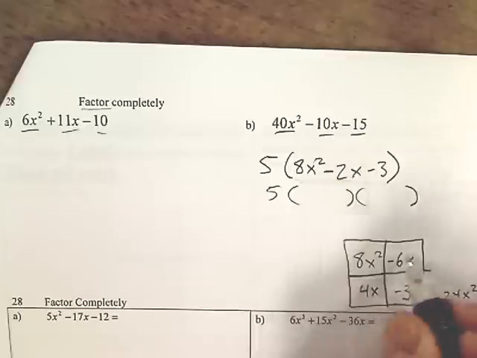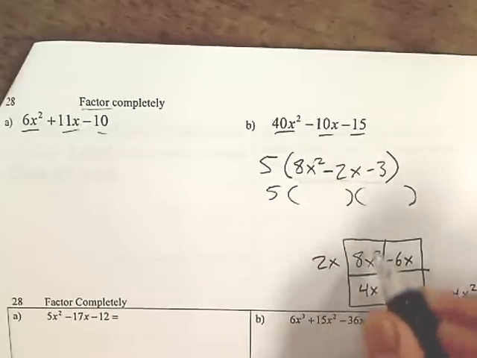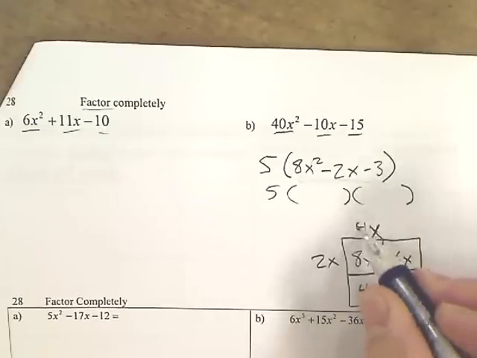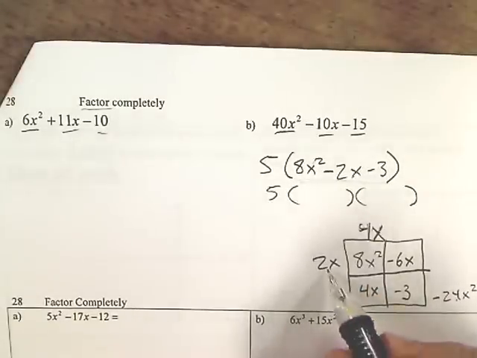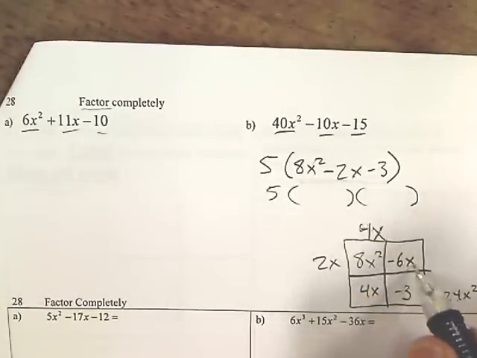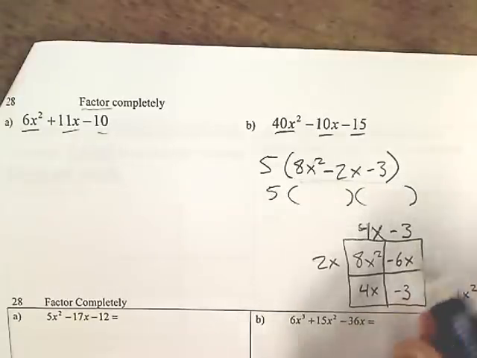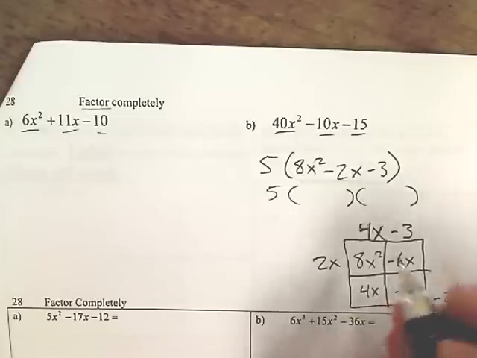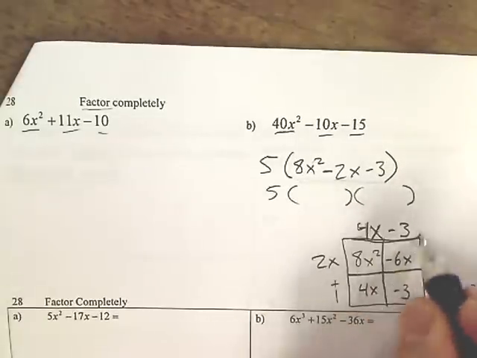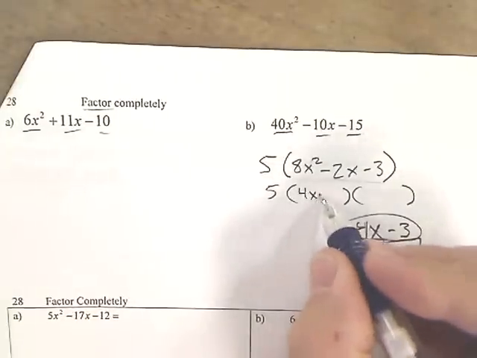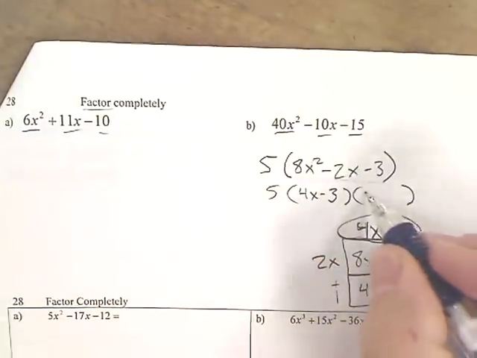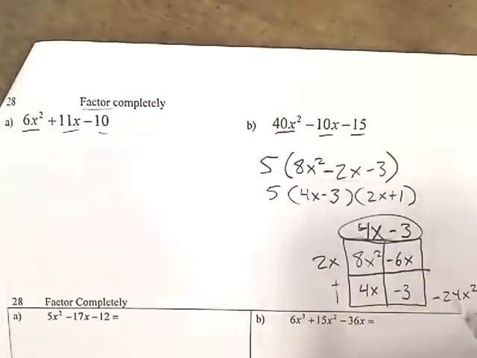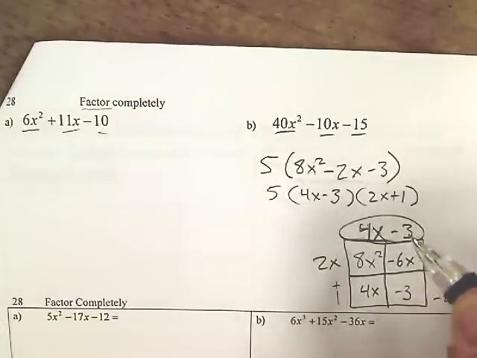Pull out a common factor. 2x. Common factor 4x. And then 2x times something is negative 6x. That's negative 3. And then 4x times something is 4x. Well, that'd be 1. So there's my factors. 4x minus 3, 2x plus 1. Does it matter if I write this one here or here? Doesn't matter. Multiplication you can do in any order.